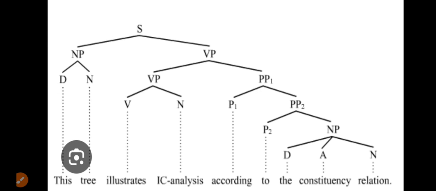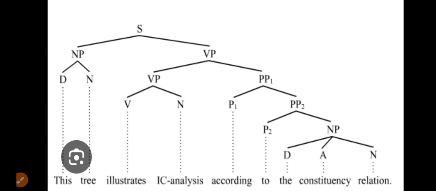Then according to the constituency relation. So according is prepositional, to is again prepositional, the constituent relation, that's a noun phrase, right? So this way you just set your mind and go for it. The sentence is divided into two phrases, because the first phrase is a noun phrase, clearly in this tree, right? And another phrase is a verb phrase, because it starts with a verb.